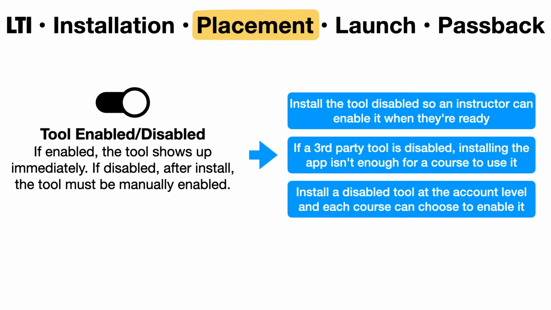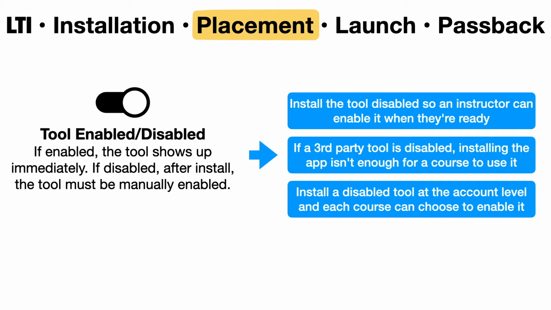Why might this be useful? Technologists might install the tool as disabled so that when an instructor is ready, they can enable it on their own time. Or you might want to be checking your third-party tools. If a third-party tool starts as disabled, then you have to know that installing the app isn't enough for a course to use it. They'll have to enable it as well.